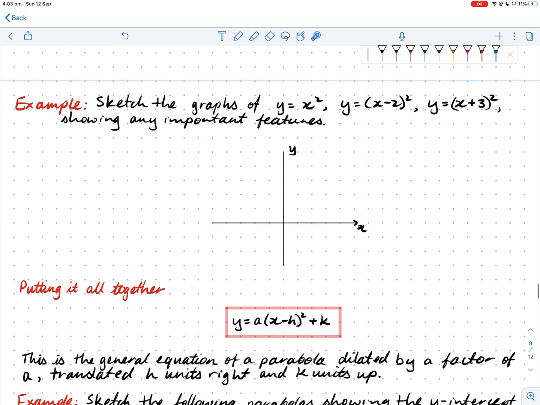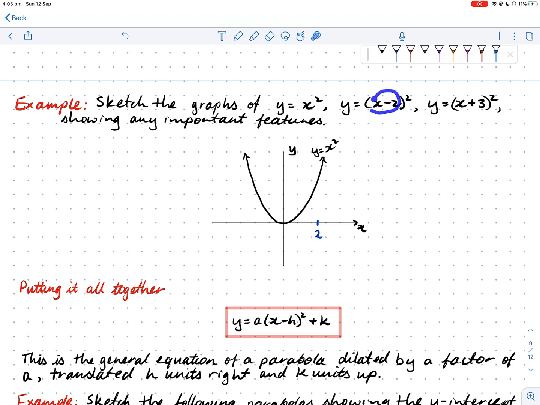So let's have a look at this really quick example. We want to draw y equals x squared, y equals (x minus 2) all squared, and (x plus 3) all squared. So y equals x squared, that's just going to be our normal sketch of our parabola. Hopefully you're getting a bit used to drawing these U shapes. The next one is y equals (x minus 2) squared. So remember, we said minus 2 means that we're moving 2 units to the right. So that means our new 0 is going to be at the value of 2.